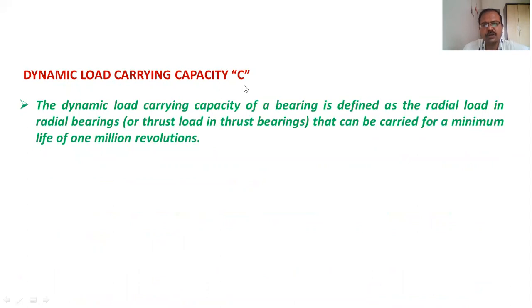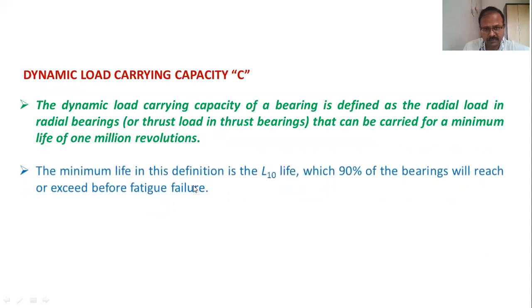This is the most important term in the selection of bearings. The dynamic load carrying capacity C of a bearing is defined as the radial load in radial bearings, or, if it is a thrust bearing which is capable of taking axial load, the thrust load, that can be carried for a minimum life of 1 million revolutions. So here we are talking about minimum life. The minimum life in this definition is the L10 life, which 90% of the bearings will reach or exceed before the fatigue failure.